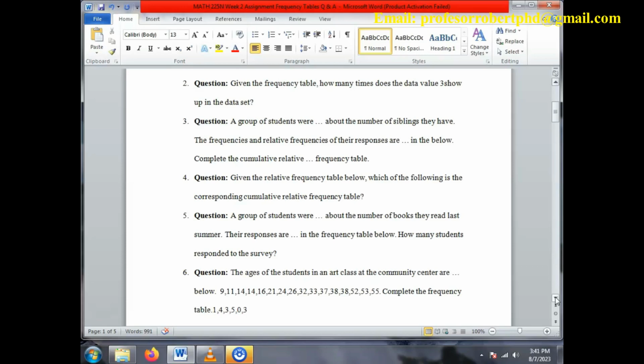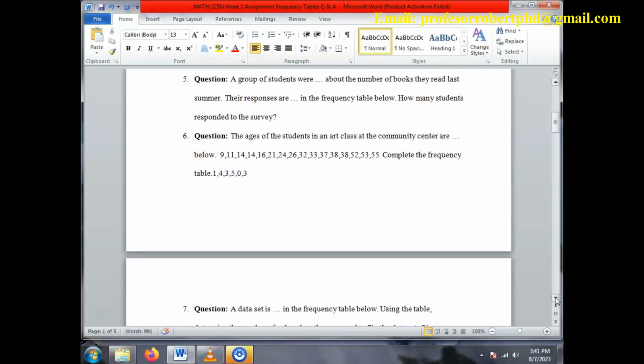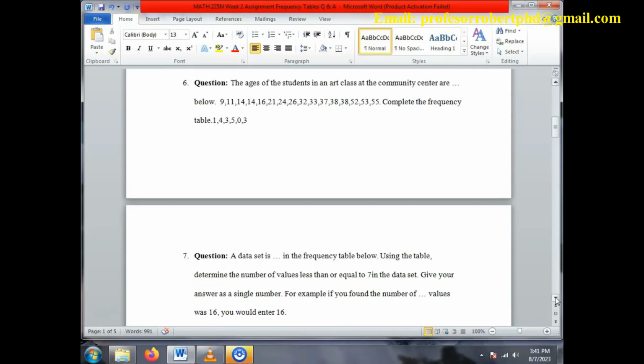5. Question. A group of students were surveyed about the number of books they read last summer. Their responses are in the frequency table below. How many students responded to the survey? 6. Question. The ages of the students in an art class at the community center are below. 9, 11, 14, 14, 16, 21, 24, 26, 32, 33, 37, 38, 38, 52, 53, 55. Complete the frequency table.